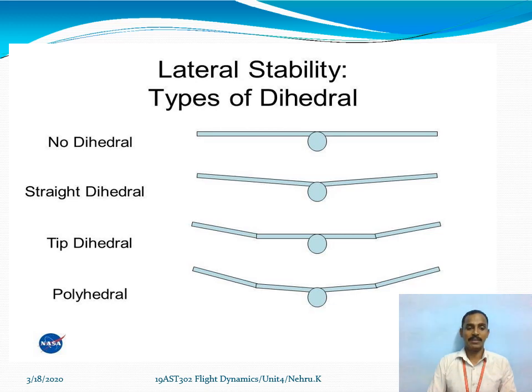The first one is the straight wing or no dihedral, and the second one is a straight wing but with dihedral. The third one, the tip dihedral, is formed in the winglets, and in the polyhedral, the wing will have different angles and different positions.